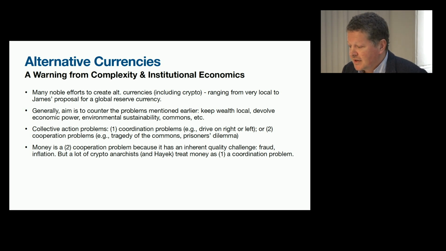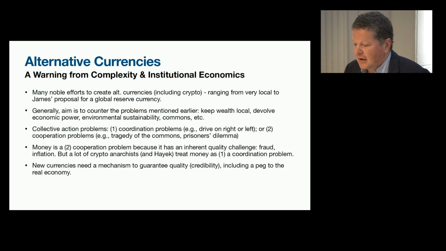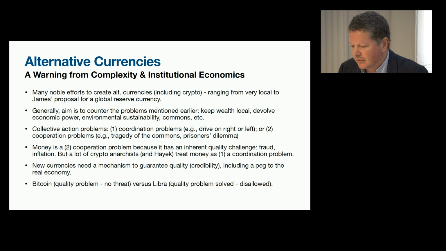The reason I mention this is that any new currency needs a mechanism to guarantee quality. It sounds obvious and commonsensical when I say it like this, but a lot of people in the crypto world, not everyone, I think don't get this, and Hayek certainly didn't. So to create a new currency, you've got to have some sort of mechanism, including a peg to the real economy, because that creates quality.